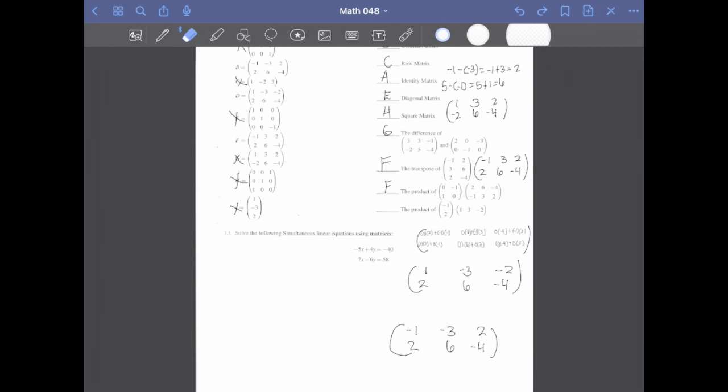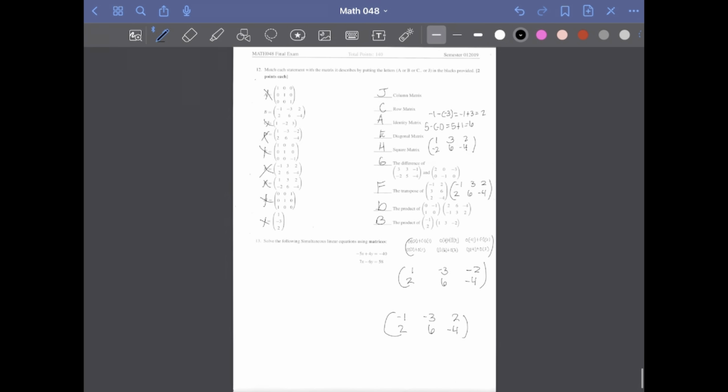So it's supposed to be D, not F. I wrote F twice. It's D. So D and F taken. Negative 1, negative 3, 2, 2, 6, negative 4. Okay, so that's B. Alright, and that's our answers for this section.